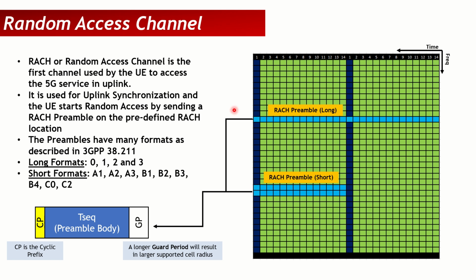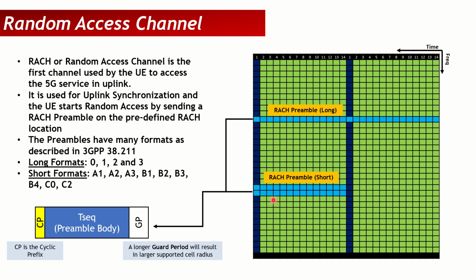In 5G, we have different RACH formats. So we have long formats, also called 0, 1, 2, and 3. And then we have short formats, which are A1, A2, A3, and so on. You can see up to C2. So the long formats, as the name suggests, are longer in time domain. So for instance, this one is a format, let's say 0, so it will span over 2 slots. While the short formats, again as the name suggests, are shorter in time domain. So for instance, if this is a short format, let's say C2, it will be within a single slot.